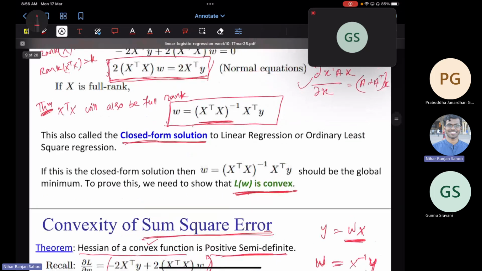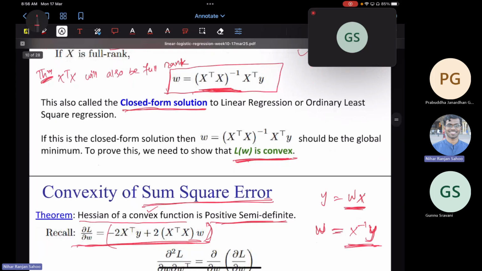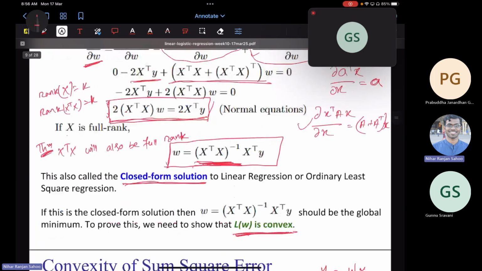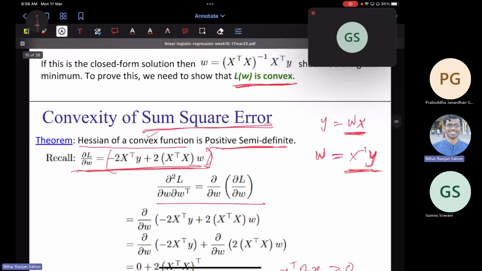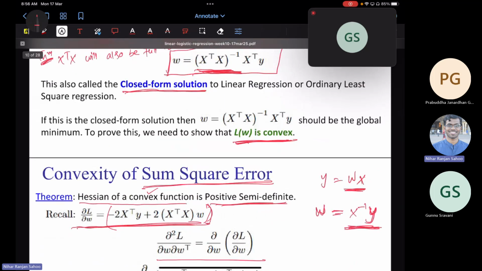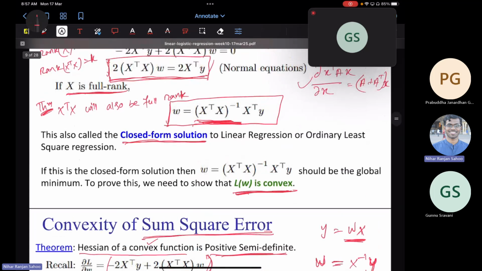Something similar we're doing here only. We're not taking the inverse of x. We're converting x into some other form, x transpose x inverse and x transpose. If x is full rank, we could have taken x inverse y as the solution instead of computing this. But this scenario very rarely happens in real world data sets, x being full rank.